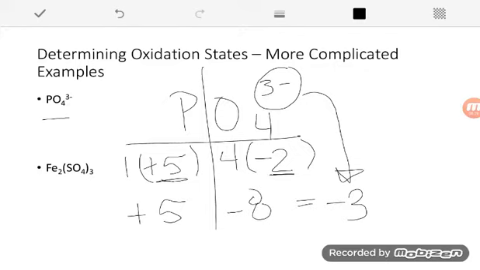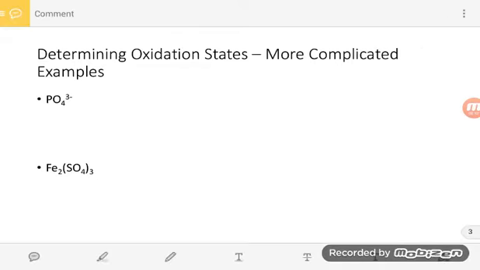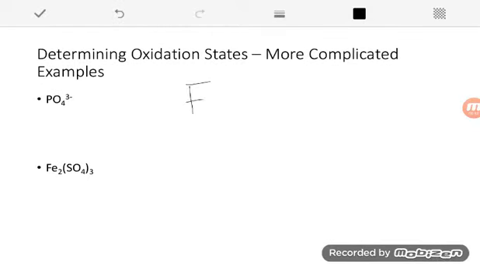Finally, sometimes you'll see compounds where you have more than 2 elements, like in the case here of iron sulfate. So let's look at that example. We have Fe2(SO4)3. For me, I think the easiest thing to do is do it in 2 stages.